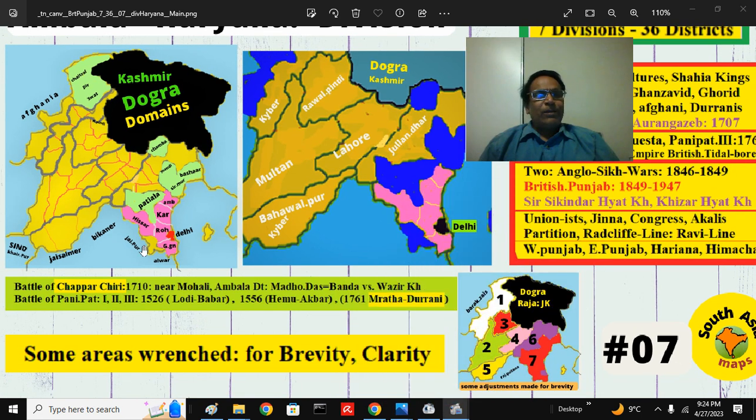And of course the famous Battle of Chappar Chiri, 1710, during Bahadur Shah's time, was fought near a place called Chappar Chiri, that is near Mohali, close to the Chandigarh area. At the time it was in the Ambala district, between Madhodas, also called Banda Singh Bairagi, and the local ruler, Sirhind Nawab Wazir Khan, representing the Mughals. That was a major victory, a turning point. The Mughal Empire dissolved almost in this region.